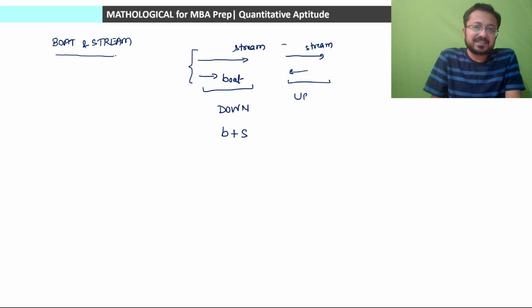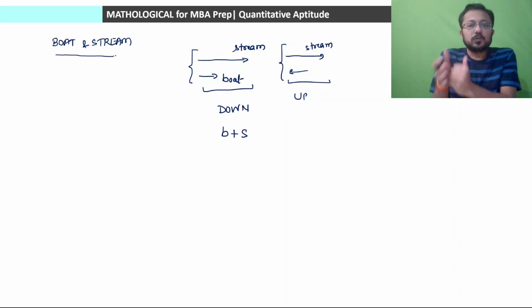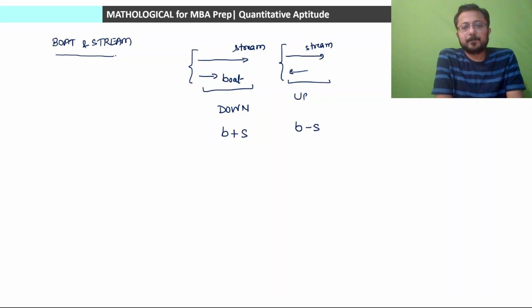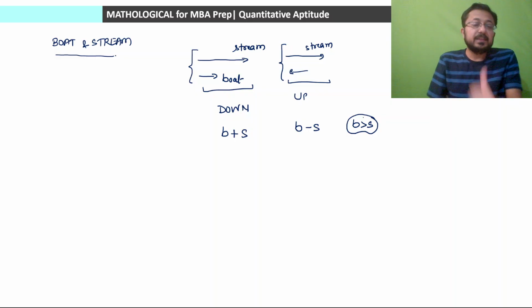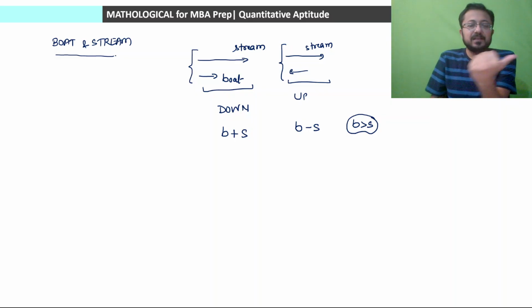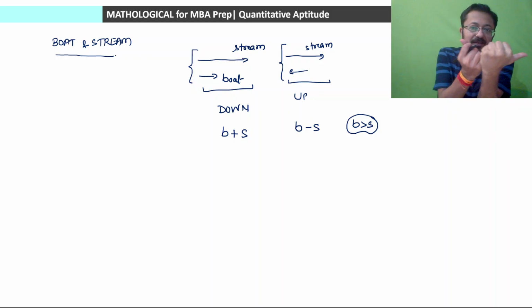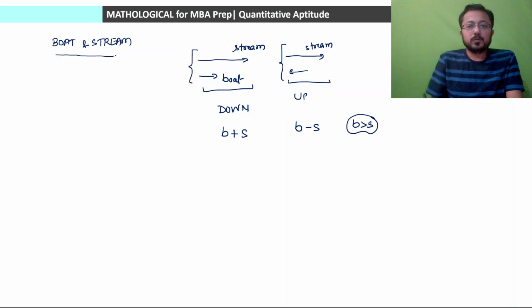But in the upstream direction, if the boat's speed was equal to 0, then because of the stream the boat will be floating. Isn't it so? But the boat is going in the opposite direction. Effectively, the speed will be the boat's speed minus the stream's speed, b minus s. Is that clear? And of course, b should be greater than s for the boat to go in the opposite direction. Otherwise, despite trying to go in the opposite direction, the boat will still be going in the direction of the stream. So b should be greater than s for upstream, for the boat to actually go upwards. Okay, upstream direction. Clear?